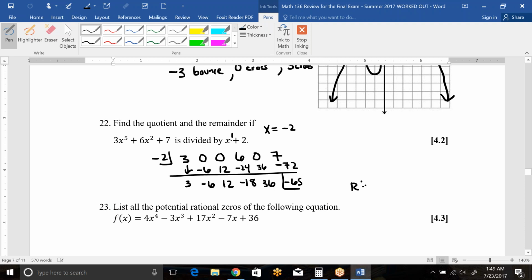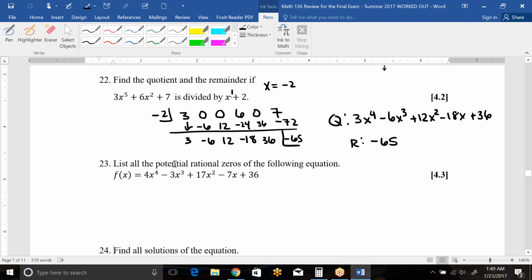So my remainder is the box at the end. My quotient is all of these numbers down here in this row, but it's always one power less than what you started with. So 3x to the fourth minus 6x cubed plus 12x squared minus 18x plus 36.